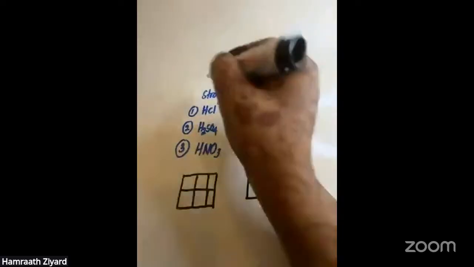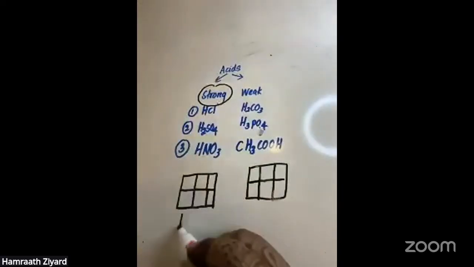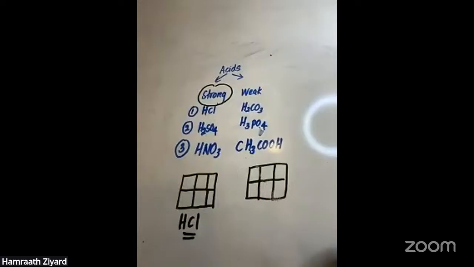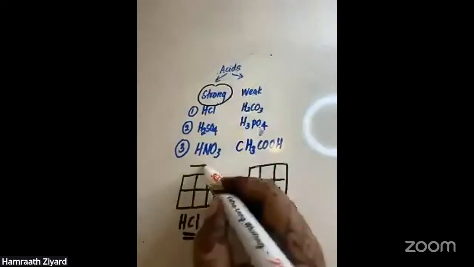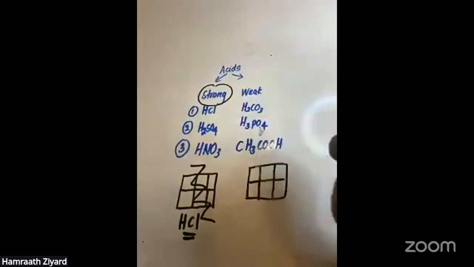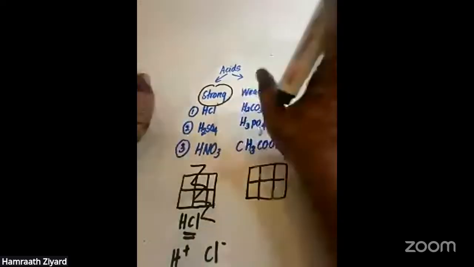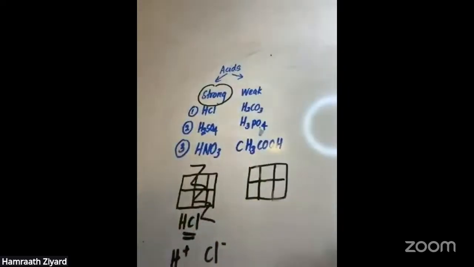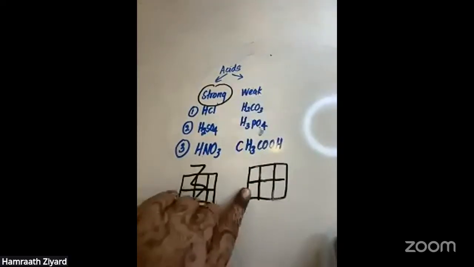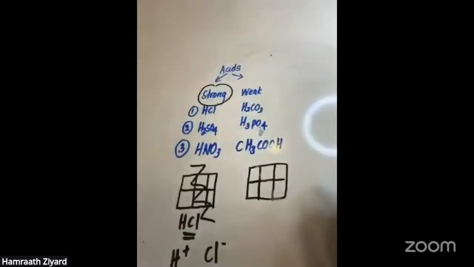Now when it comes to strong acid, let's take hydrochloric acid. Let's take the wall as hydrochloric acid. If the wall completely breaks into two separate parts, like hydrogen ion and chlorine ion, that is going to be the strong acid. Listen to me. Then what is a weak acid? Weak acid means this wall is not going to break completely. A part of this wall will be broken.